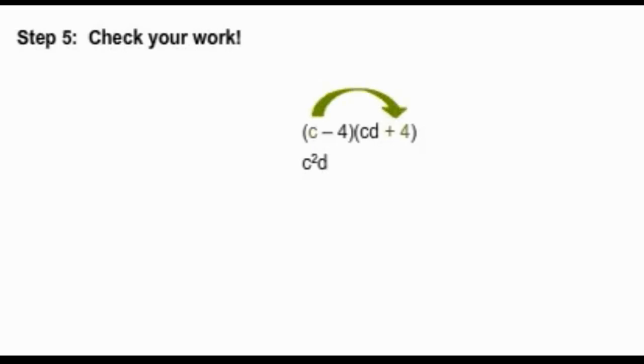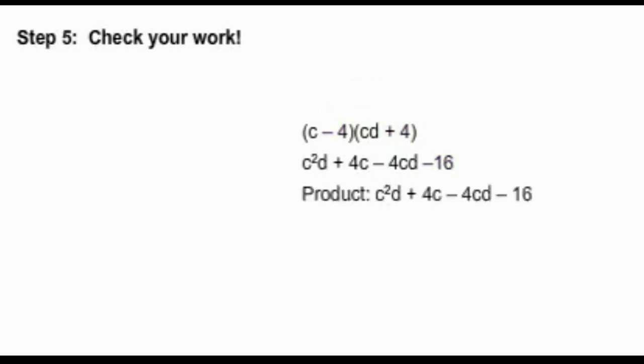C times positive 4 is positive 4c. Negative 4 times cd is negative 4cd. And negative 4 times positive 4 is negative 16. You can see that the terms of the product are not in the same order as the original polynomial, but these terms can be rearranged. Just don't forget to take the sign with each term, and that's it. Just like the one we did.